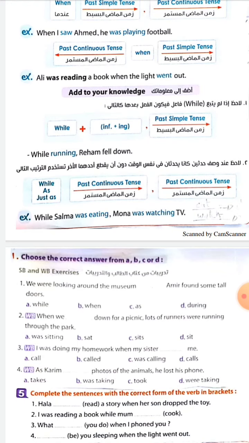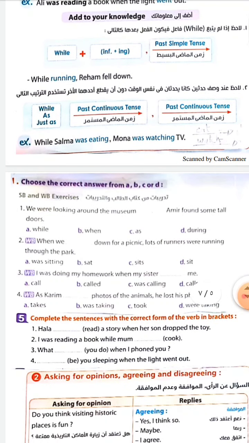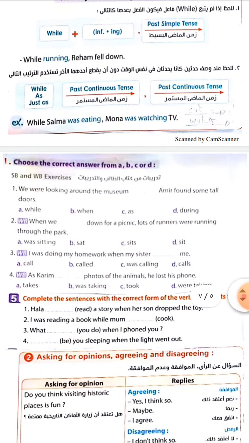Number 3, I was doing my homework when my sister, برضو when past simple, when my sister called me. As Karim took photos of the animals, he lost his phone. As Karim was taking, as plus past continuous, as with just as while بيجي وراها ماضي مستمر، يبقى as Karim was taking photos of the animals he lost the phone. Exercise number 5, you can take this exercise and answer it at home as homework.